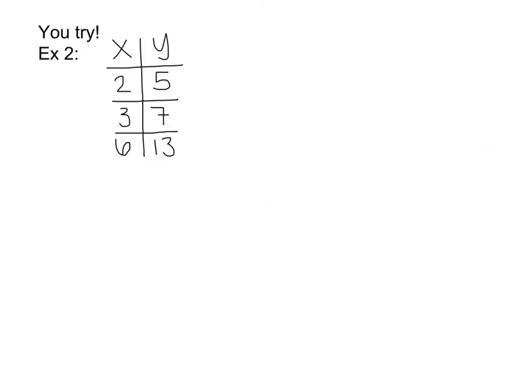So in example 2, press pause, determine if it is or it isn't a direct variation, and then press play so that we can check our answer. So for us to determine if it is a direct variation or not, we need to determine what our constant of variation could be. So we're going to take our y values and divide them by our x values. So when I do these for these 3 points, you should know that 5/2 is not the same thing as 7/3, which is not the same thing as 13/6, so therefore this is not a direct variation.